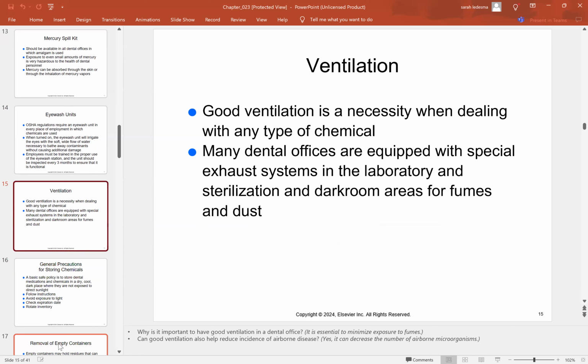Good ventilation is necessary when dealing with any type of chemical. Many dental offices are equipped with special exhaust systems in the laboratory, sterilization, and darkroom areas for fumes and dust.